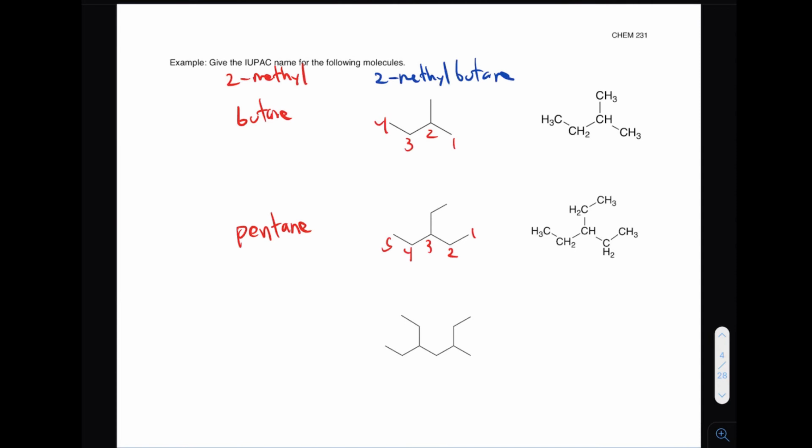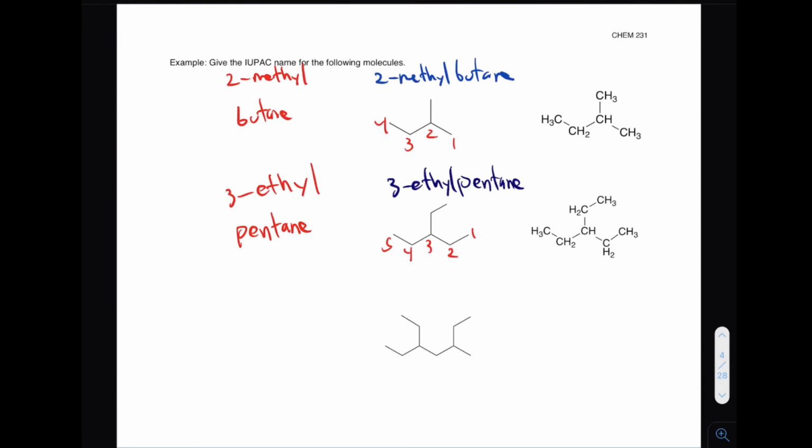Now, which way is the shortest way to get to that substituent? Right, this group here. 1, 2, 3 is that way, but if we go the other way, it's also 1, 2, 3. So it doesn't matter which way we go. The symmetry on both sides. So we would say, okay, this group here, we know that's 3, but what's that substituent called? We know there's 2 carbons there, right? So we know it's eth, and then we have to attach that yl to the end. So this molecule is 3-ethylpentane.